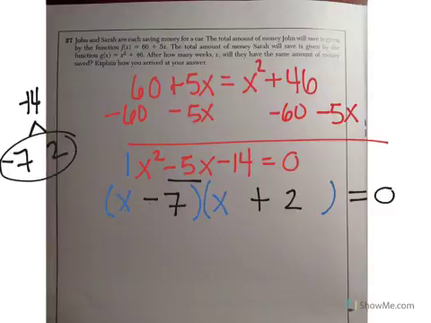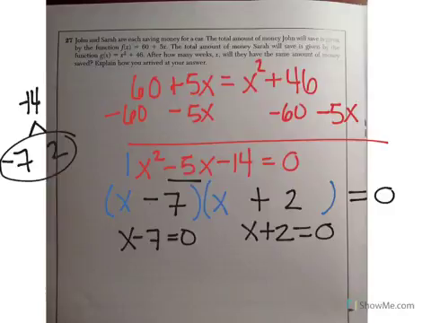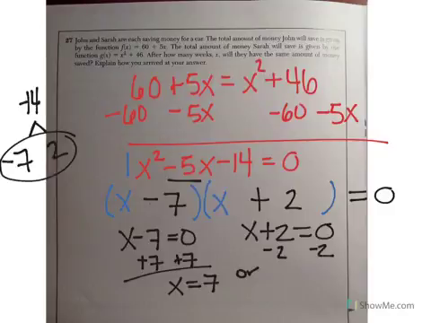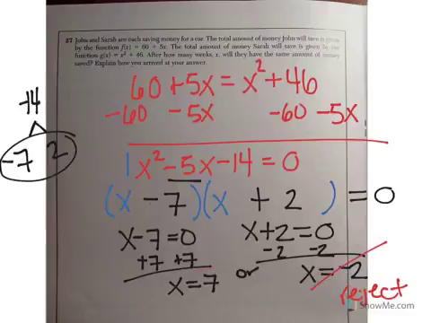Now to solve for x, to find the roots, I'm going to set each of these factors equal to 0. And now I can solve. So to get x alone, I'm going to add 7 to both sides. So x must equal 7. Or my other answer, subtract 2 from both sides to get x alone. x equals negative 2. So if you're talking about how many weeks, you can't have a negative amount of weeks. We are going to reject this negative answer. We're going to keep the positive version.